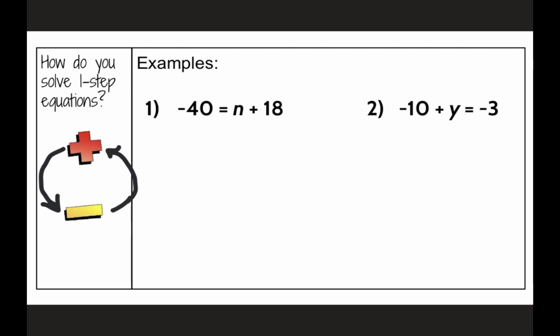Looking at example 1, negative 40 equals n plus 18. Our job is to maintain equality. The goal is to find the value of that variable, to get it by itself. What's connected with that variable? This positive 18. What will undo that positive or that addition? Subtraction. So to maintain equality, we need to subtract 18 from both sides.